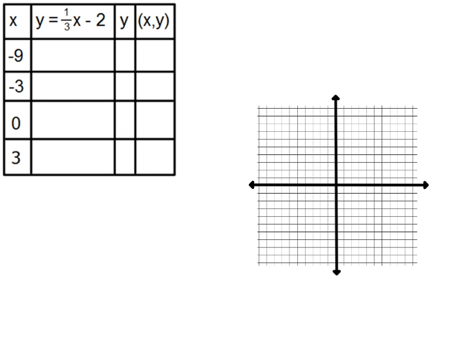Alright, let's take a look at this one. We've got y equals 1/3 x minus 2. The first thing you always do is plug in your x values. I gave those to you: a -9, a -3, a 0, and a 3.